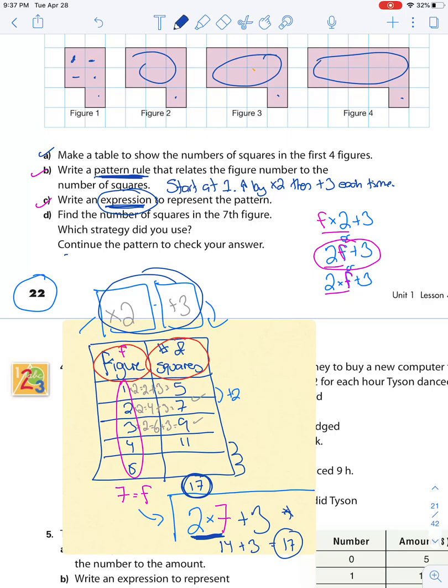Okay, very good. So if you wanted to continue your pattern to check your answer, that's also an option, but that's not what they're suggesting is the strategy. The strategy should be using the expression. Okay, there you go. That is it.